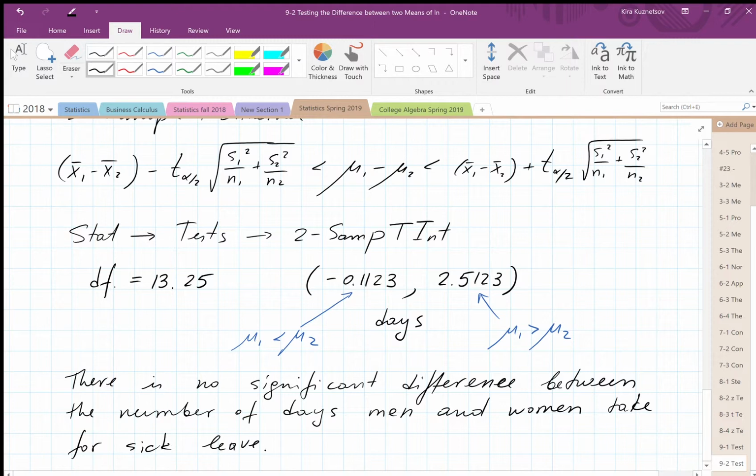So from an interval, you can tell the result of your two-tailed hypothesis. What you will see is a negative on one side and a positive on the other side. If they're both positive, that means that there is a difference, and in fact mu1 is greater than mu2. If they're both negative, again, there is a difference, meaning mu1 is less than mu2. And if you see negative on one side and positive on the other side, there is no difference between the two means. This will end 9-2, and we will continue with 9-3 in the next videos.